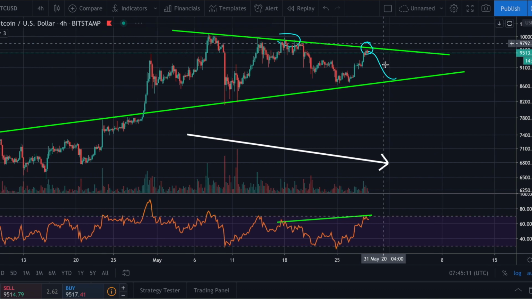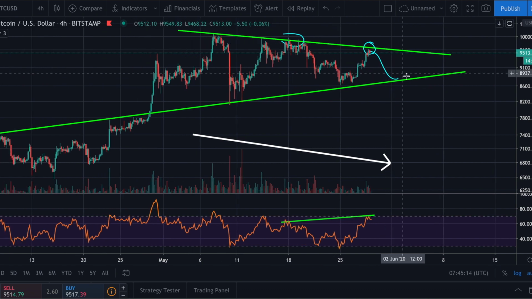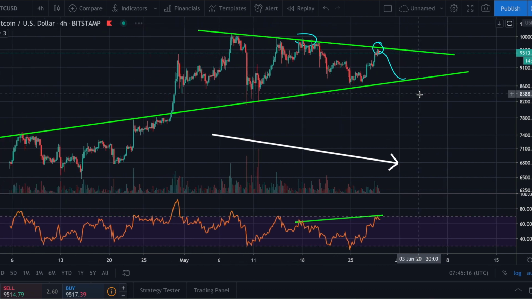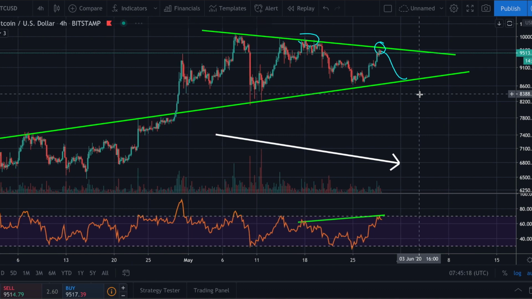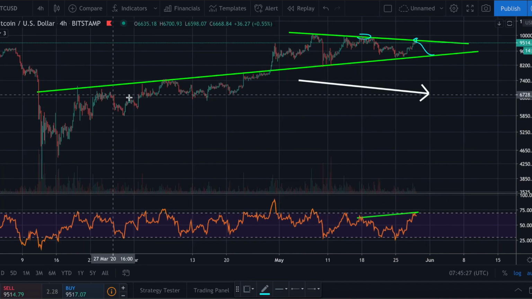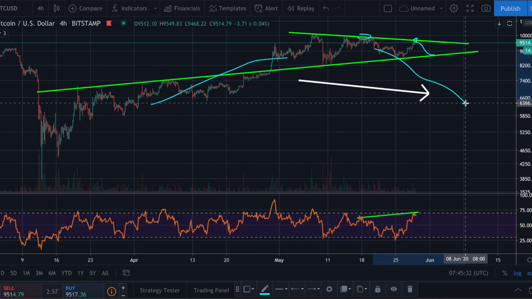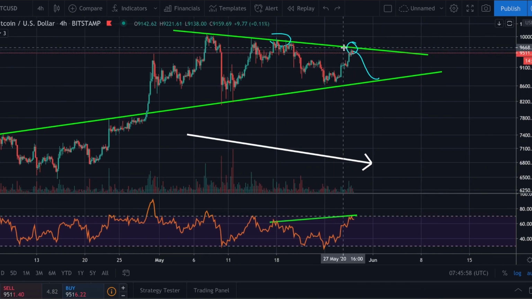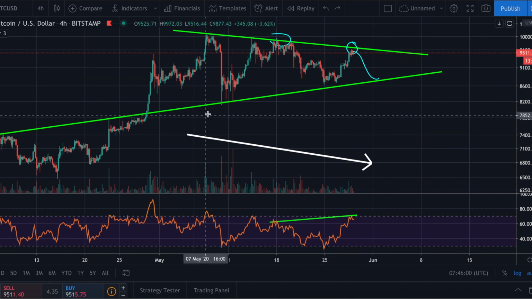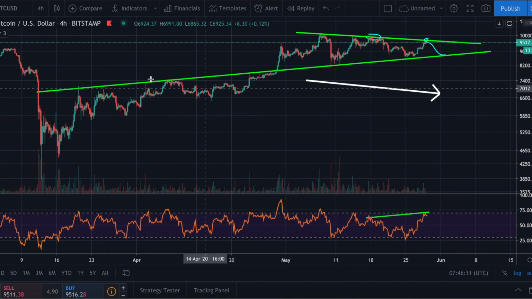But if we were to break out to the downside, if we were to break the support right here, then that could definitely be looking bearish for Bitcoin, and that could signal that we are reversing from this uptrend into a downtrend. So right now, I think the most significant trend lines are these, the support right here, which has been former resistance in this whole uptrend.